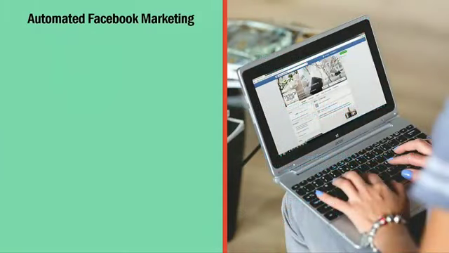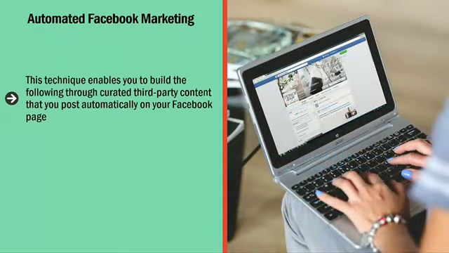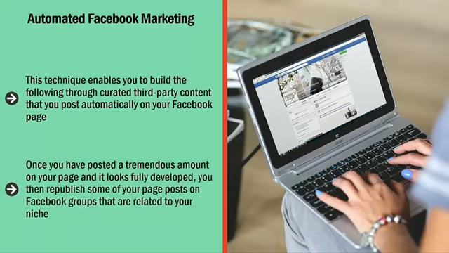Automated Facebook marketing. This technique enables you to build a following through curated third-party content that you post automatically on your Facebook page. You simply set up software to keep publishing this third-party high-quality niche-specific content on your page. This establishes you as some sort of authority in your niche. Once you have posted a tremendous amount on your page and it looks fully developed, you then republish some of your page posts on Facebook groups that are related to your niche.